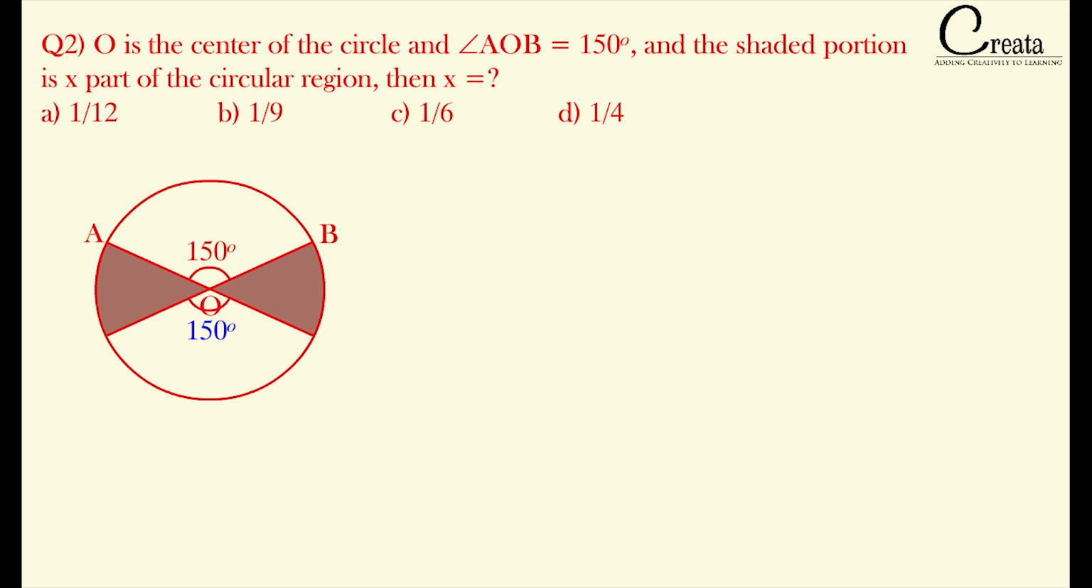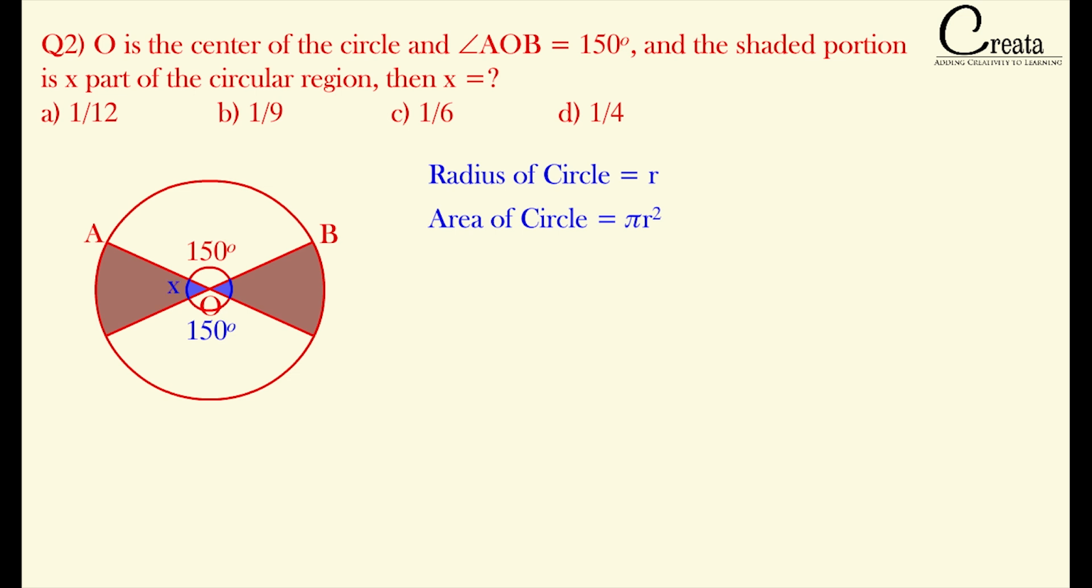So let's see. So first of all, we will calculate the area of this circle. So let's assume the radius of the circle as r. So we can say the area of the circle will be pi r square. We got the area of the circle. Moving further, these shaded regions are basically the sector of this circle. So first of all, we will calculate the angle this sector is making at the center.